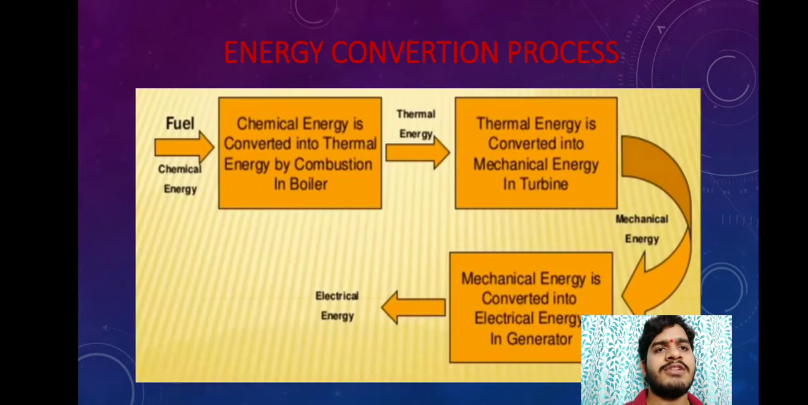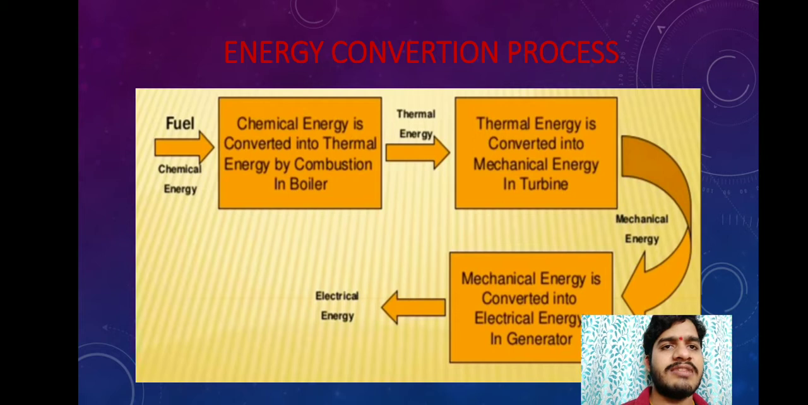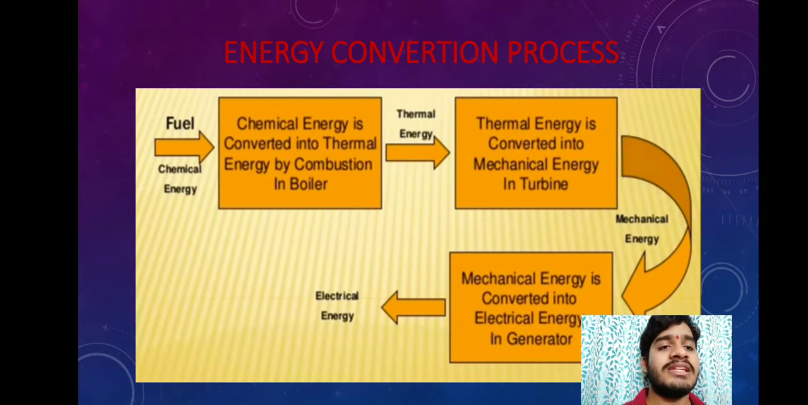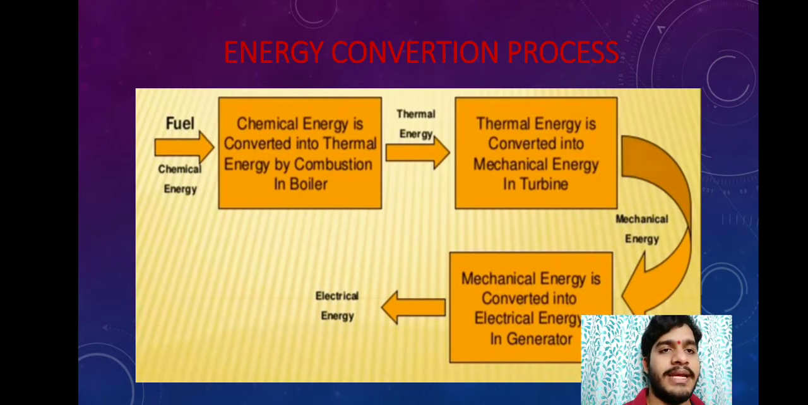And the basic energy conversion process involved in these thermal power plants is that the fuel, which is a chemical energy, is converted into thermal energy through combustion in the boiler, and this thermal energy is then converted into mechanical energy through turbine rotation, and that mechanical energy is then converted into electrical energy using a generator which is coupled to that turbine.